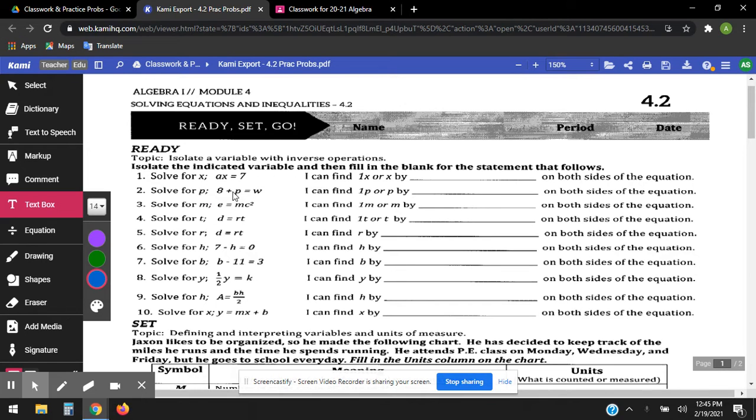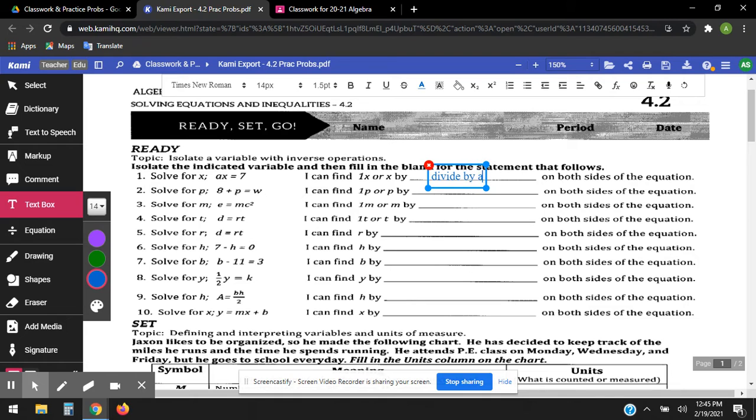So we're isolating the indicated variable over here, and we're going to say what we're going to do first to be able to do that. So if it's ax equals 7 and I want to solve for x, then there's multiplication between the a and x. So that means to get the x by itself, I need to divide by a.